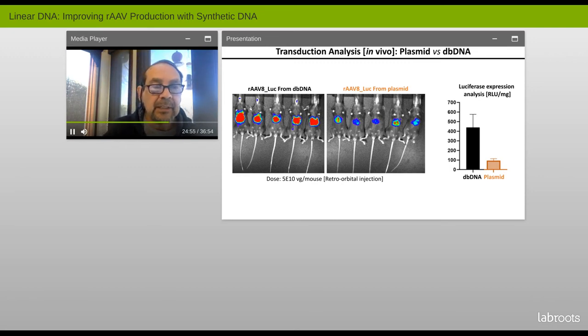You're looking at luciferase expression after an AAV8 recombinant vector is injected into the tail vein of mice. Compared Doggybone on the left-hand side to plasmid on the right-hand side. And once again, the two final products are performing as anticipated. Again, at this point, it suggests that Doggybone DNA may generate vectors that are a little more potent. And this is being evaluated as we go on.